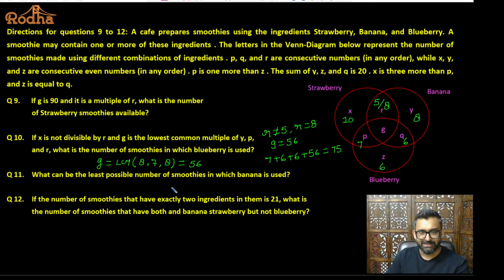What can be the least possible number of smoothies in which banana is used? I want to minimize the number of smoothies in which banana is used. So banana use मेरे को करना है तो मैं क्या बोल सकता हूँ? I'll use 5 in place of 8. I'll use 8 and I'll use 6 and I'll make sure the G is minimum. Can G be 0?